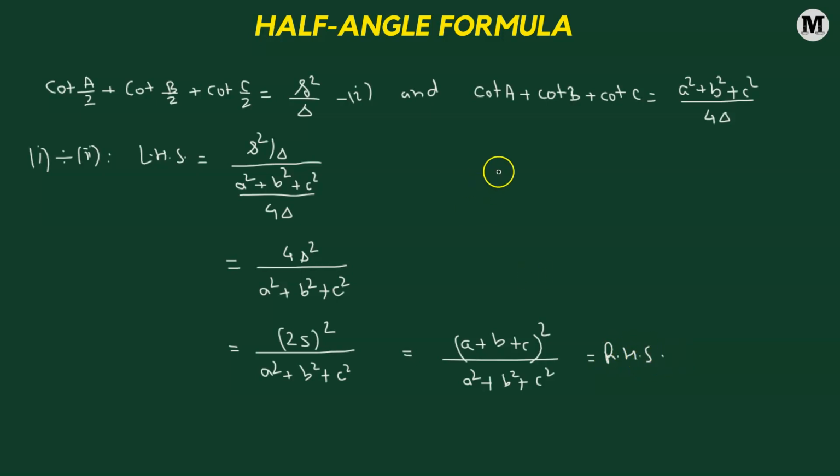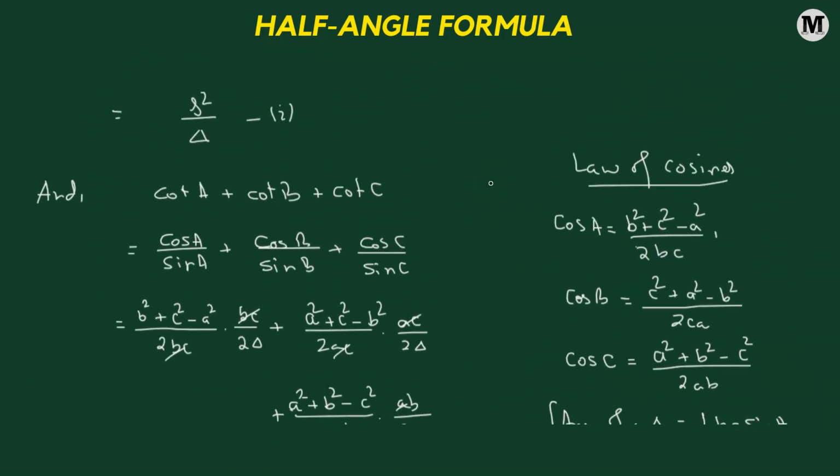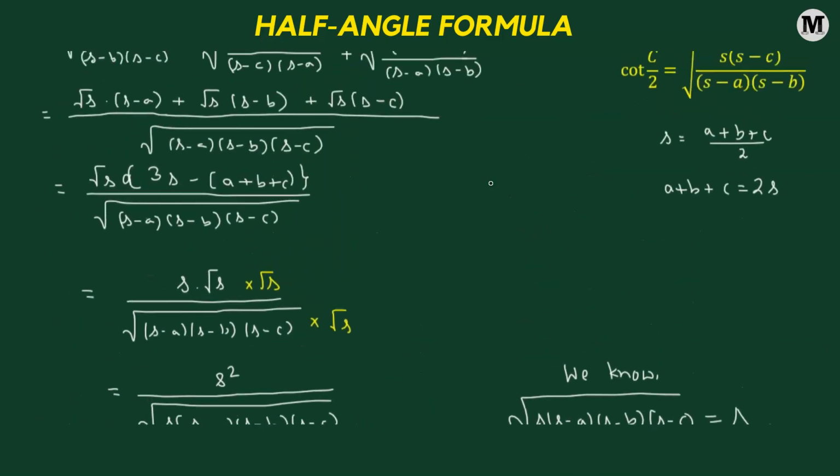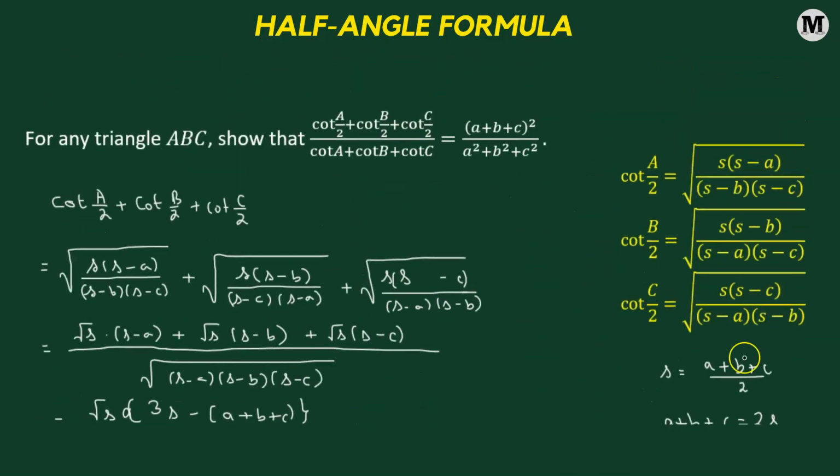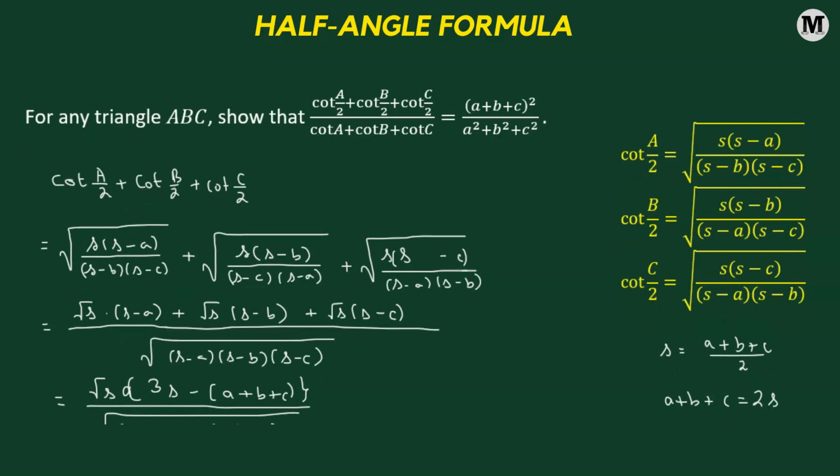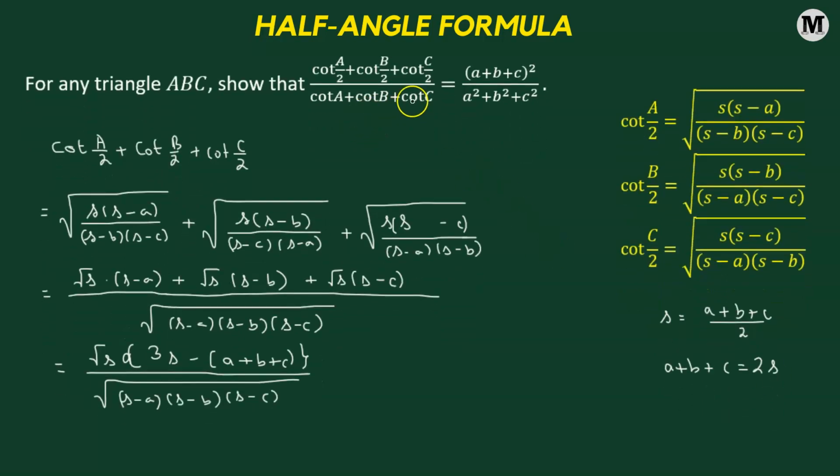So hence we have successfully verified that cotangent of A over 2 plus cotangent of B over 2 plus cotangent of C over 2, divided by cotangent of A plus cotangent of B plus cotangent of C, is equal to (a plus b plus c) whole squared divided by a squared plus b squared plus c squared.